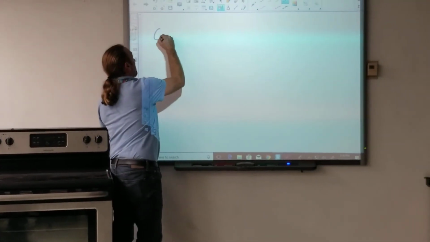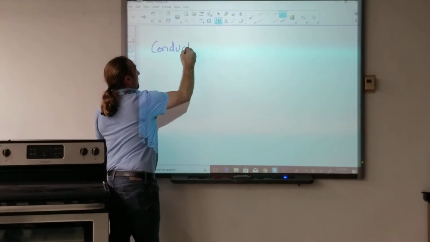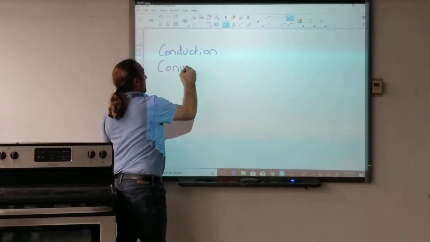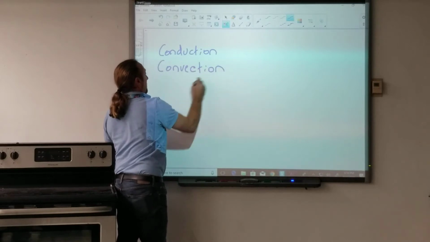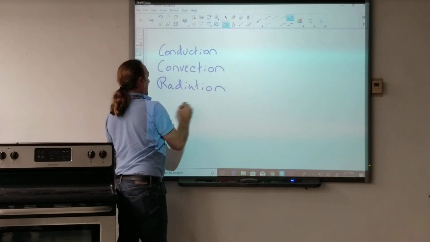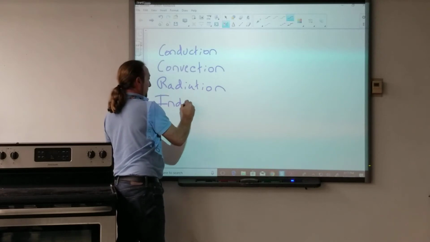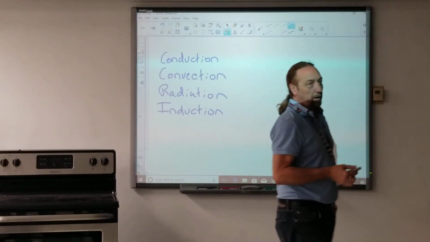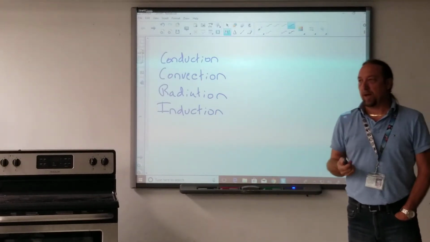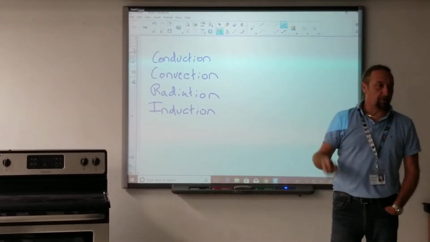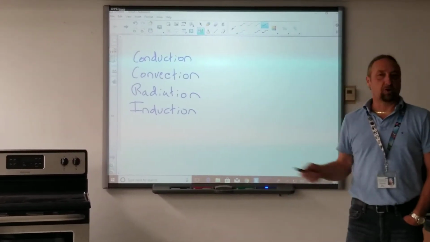You have conduction, you got convection, you have radiation, and you have induction. Those are the 4 types of cooking. When I first studied back in the early 80s, they didn't really have induction. They had the other 3, and the other 3 are on the stove.